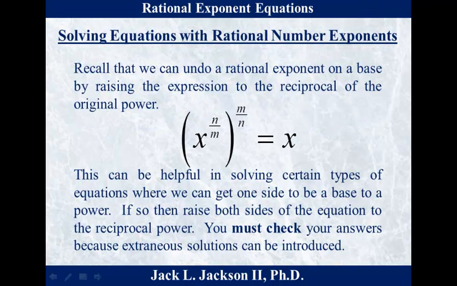So one of the things that we want to be able to do, of course, is to be able to undo something, one of the key ideas of algebra. And we can undo a rational exponent on a base by raising the entire expression to the reciprocal of the original power. So if we have x to the n over m power, if we raise all of that to the m over n, the powers cancel and we're back to our original x value. And this fact can be useful and helpful in solving certain types of equations.